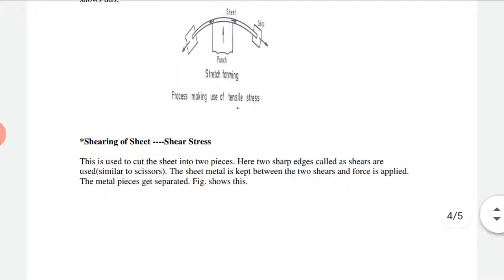Shearing of sheet. Shear stress. This is used to cut the sheet into two pieces. Here two sharp edges called shears are used, similar to scissors. The sheet metal is kept between the two shears and force is applied. The metal pieces get separated.